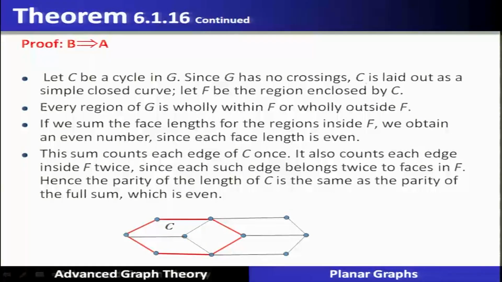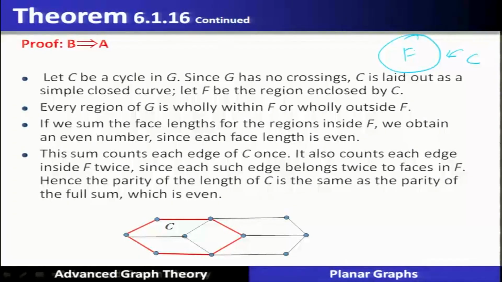Let C be a cycle in G. Since G has no crossings, C is laid out as a simple closed curve. Let F be the region bounded by the cycle C. Now, every face of G is wholly within F or outside F. If we sum the face lengths for the regions inside F, we obtain an even number, since each face has even length. This sum counts each edge of C once.